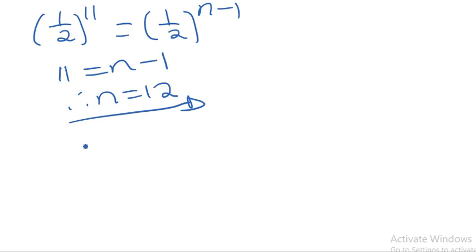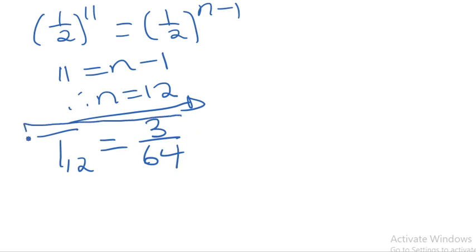But we are not done. We need to say T12 is the one that is equal to 3 over 64. Now we are done.